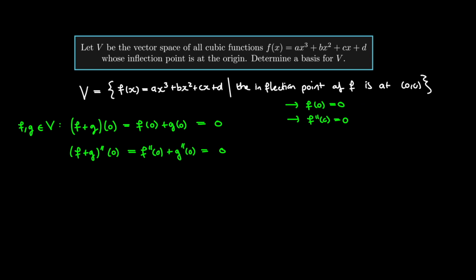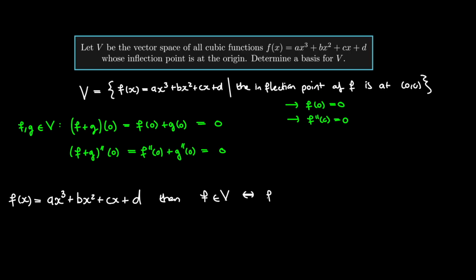All right, now let's try to get a better handle on this, try to describe the set V in a different way. If we take a general cubic function f, it looks like this. Then its inflection point being at 0, or being at the origin, which is to say f is in V, is just the same thing as saying both of these conditions here.